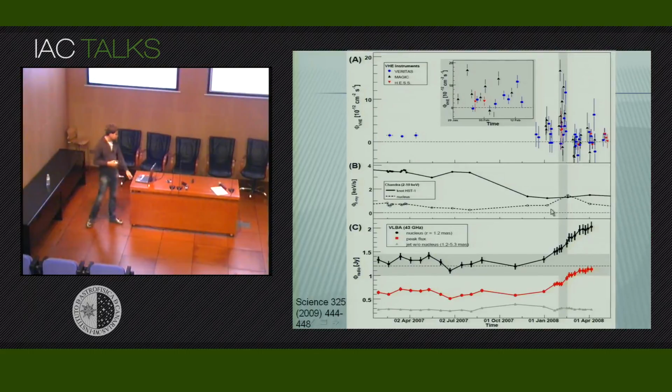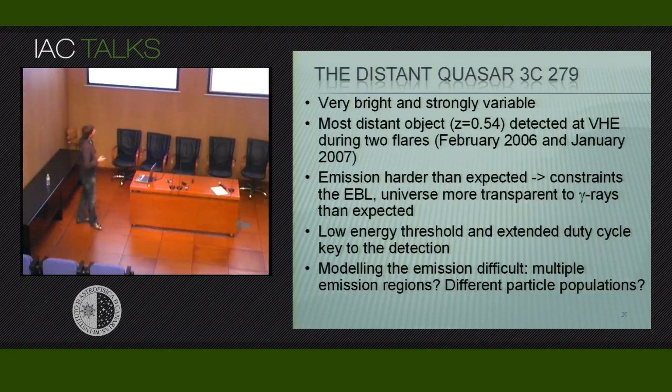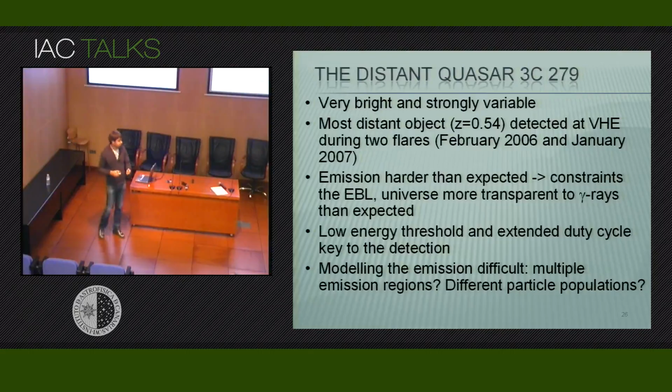3C 279 is famous because it's very, very bright and also very variable. And so far, it is still the most distant object that was detected at very high energy gamma rays. Twice: once in February 2006 and once in January 2007. I was also working on this data.